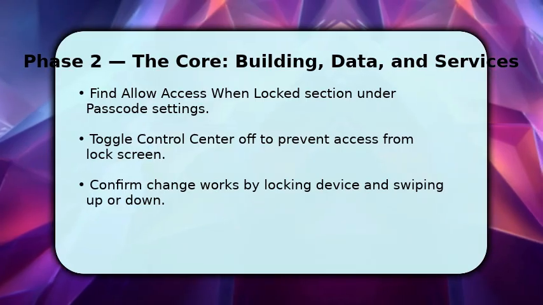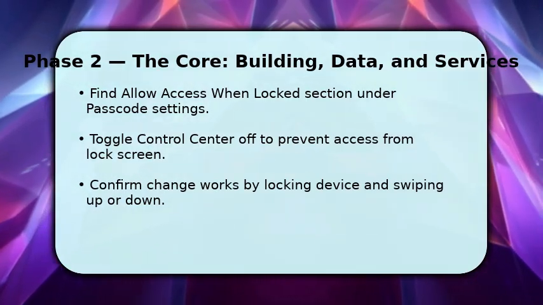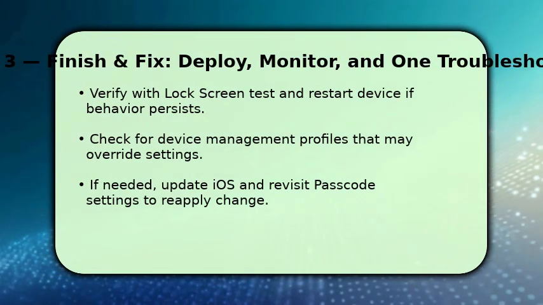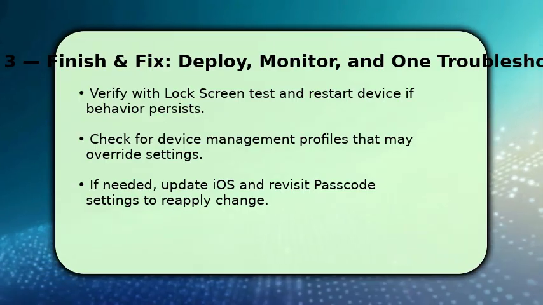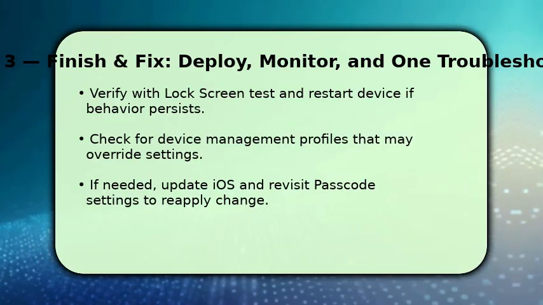If it still appears, return to Settings and double-check you changed the right passcode panel. Finish by locking the phone and verifying Control Center no longer opens. This confirms the change took effect. If it still appears, restart the device. Sometimes system state needs a reboot.